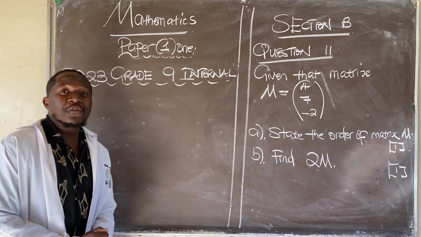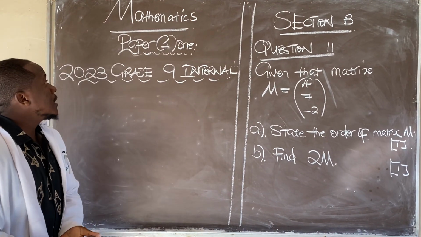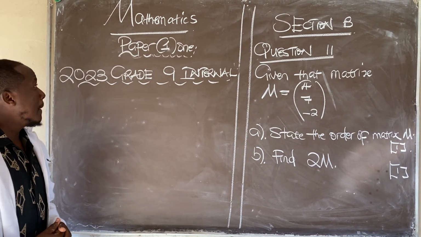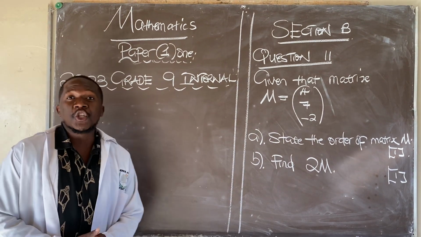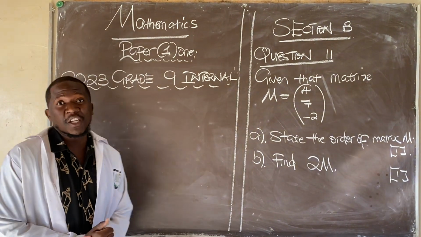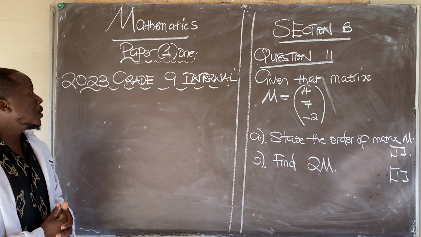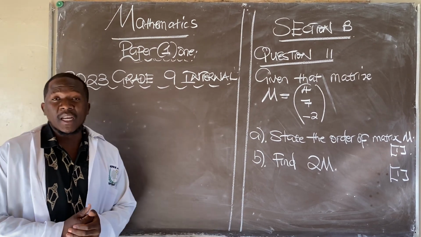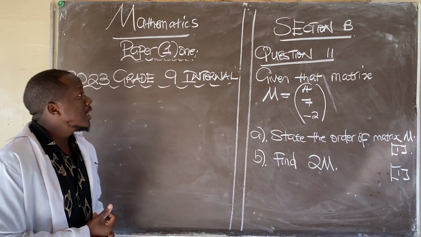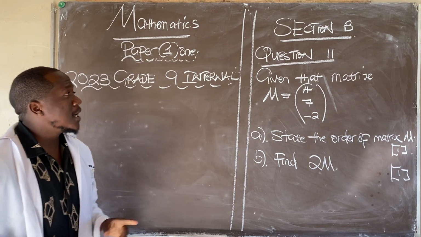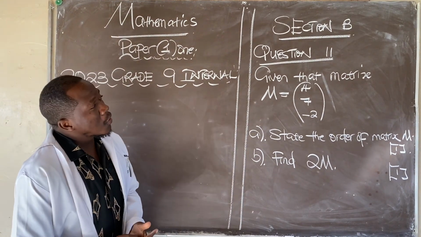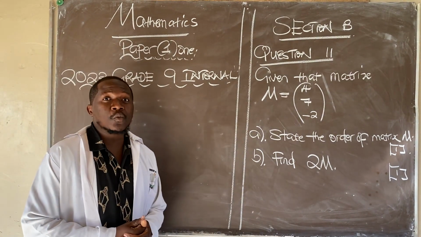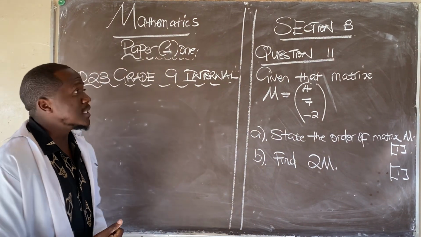In today's brief tutorial, we are going to consider mathematics paper 1, under a junior secondary leaving examination focus, where we're going to use a 2023 grade 9 internal November exam. We're going to focus on the concepts of matrices, which is usually brought in section B.